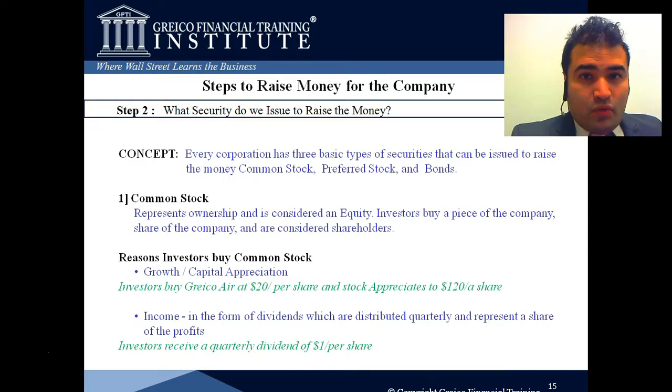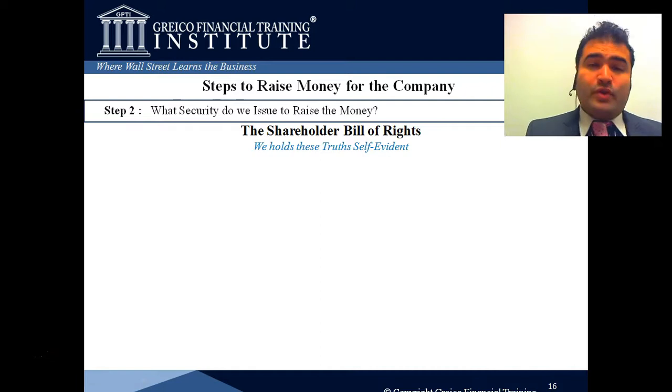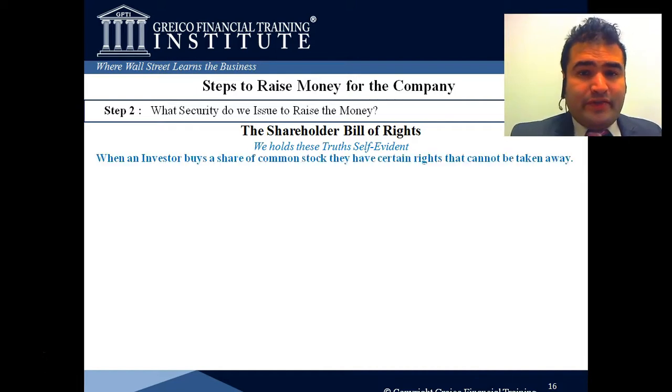Okay, so again, growth is if you buy a stock low, sell it high. Income is if the company consistently pays dividends. Those are the reasons why people buy common stock. Shareholder Bill of Rights. So when you own a share of common stock, you have certain rights that are yours. That's why we hold these truths self-evident and refer to them as the Shareholder Bill of Rights. Okay, these rights cannot be taken away as an owner of common stock.